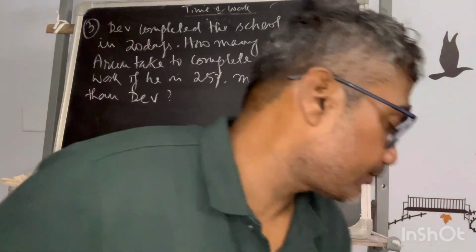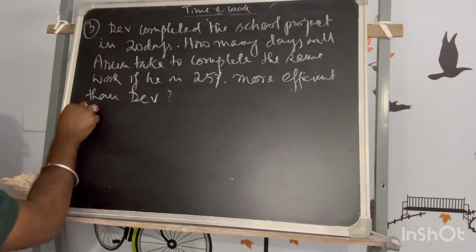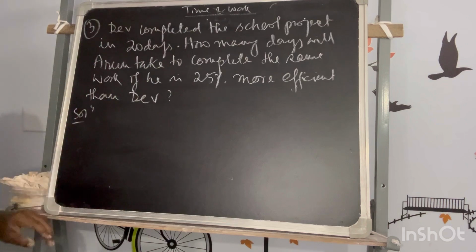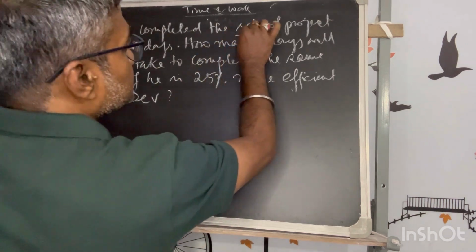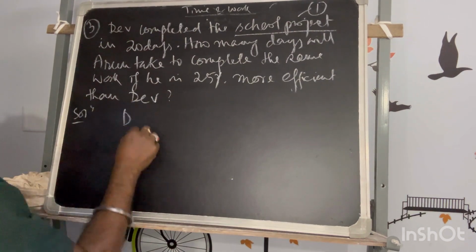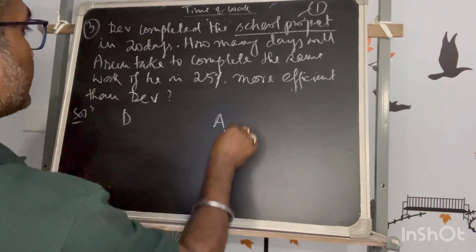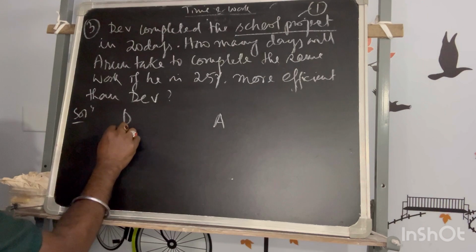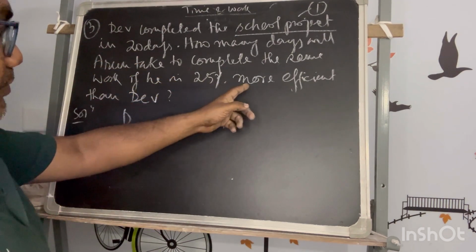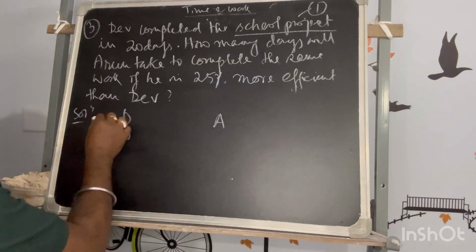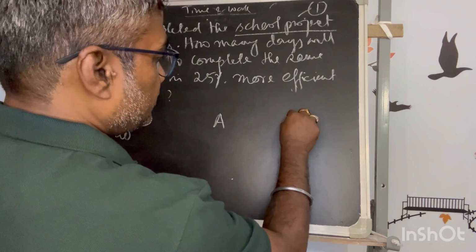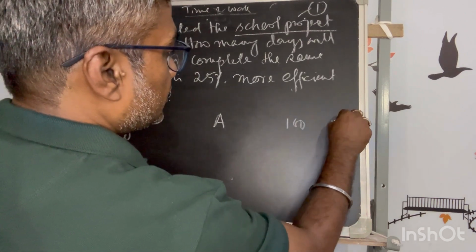Fine, Dev completed a school project in 20 days. So the school project is a task that can be taken as one. There are two characters, Dev and Arun. Dev does his work in 20 days. Arun is 25% more efficient. That means how many days will he take? He will take less time because he is 25% more efficient. So if Dev is 100, he is 125.